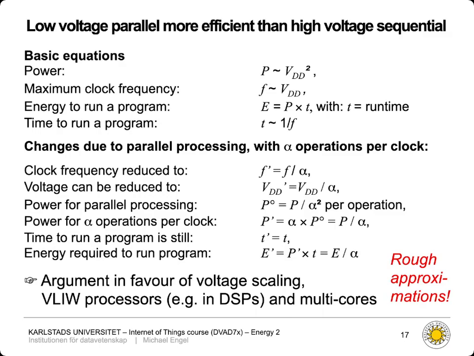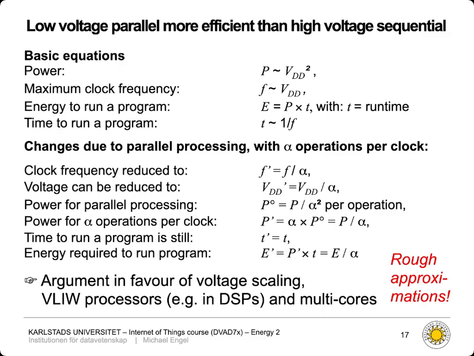And if you do parallel processing, which enables you to do a number of operations in parallel per clock cycle, let's call it alpha operations, then to execute the same amount of code, you can reduce the frequency by this factor alpha. So if you can do 4 instructions in parallel, and you want to finish at the same time, you can reduce the operation frequency to 25% of its original value, because now you do 4 things in parallel in the optimal case. The supply voltage can also be reduced linearly by the number of operations per clock cycle.